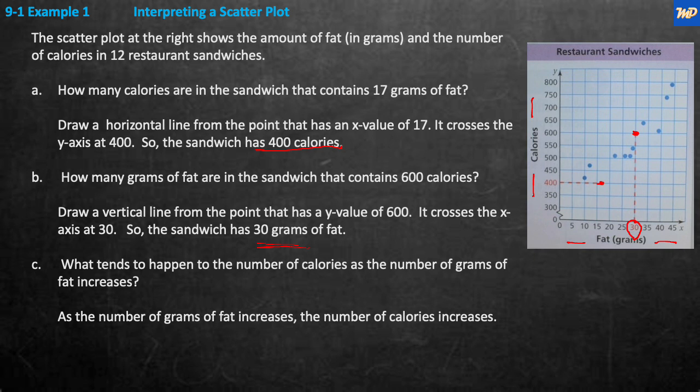Let's do the next one. What tends to happen to the number of calories as the number of grams of fat increases? Well, as we look at this, we see grams of fat increasing from left to right. And what's happening to the data? As we go more and more right, the data generally goes higher, does it not? So we can say that as the number of grams of fat increases, the number of calories increases.